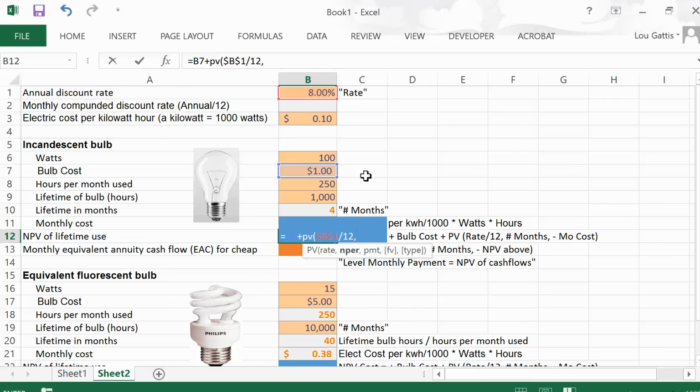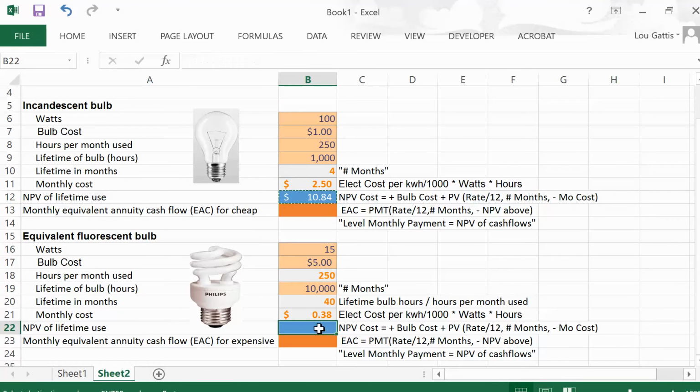Now it's asking me for the number of months. So I'm going to put 4 months, comma. And then I'm going to put in the cost, minus $2.50, which is the monthly cost. So what this is going to give me is the present value of $2.50 per month for the next 4 months, discounted at 8% divided by 12. So the present value of operating this bulb, including its cost, is $10.84.